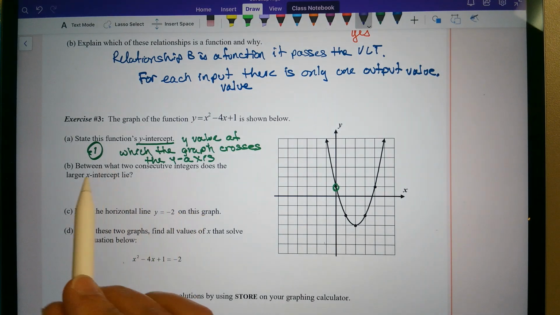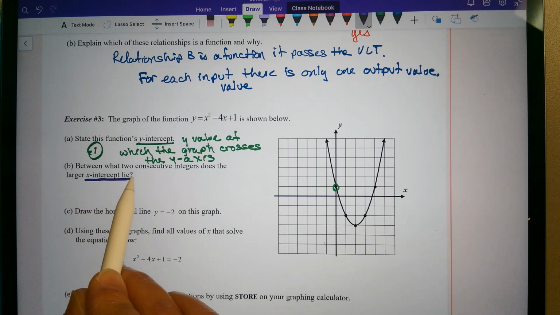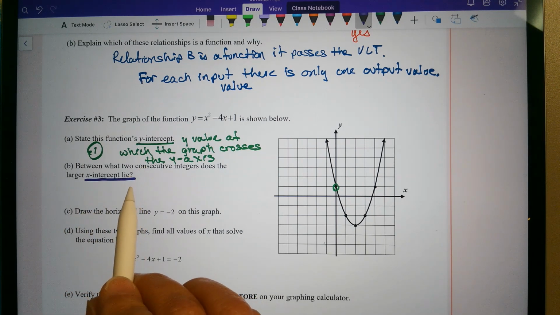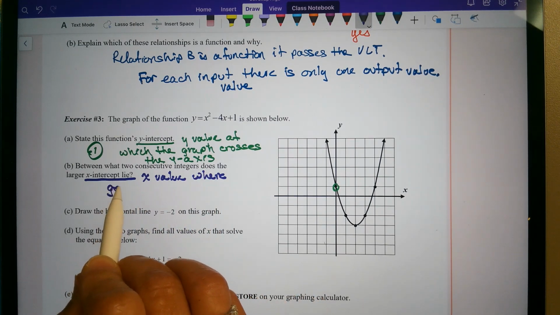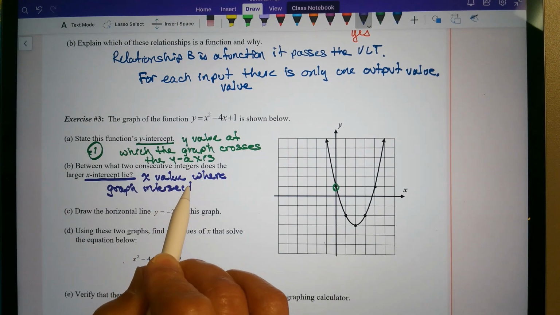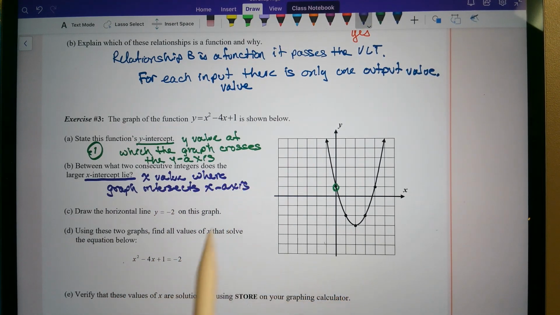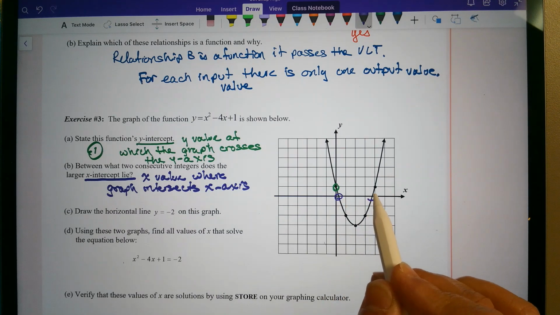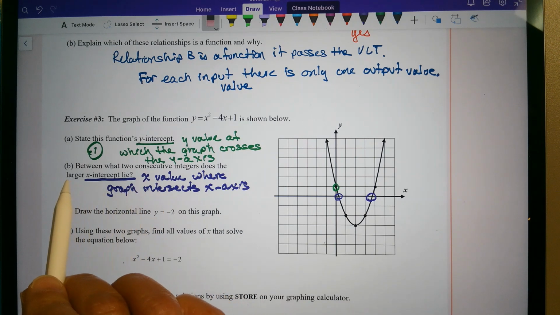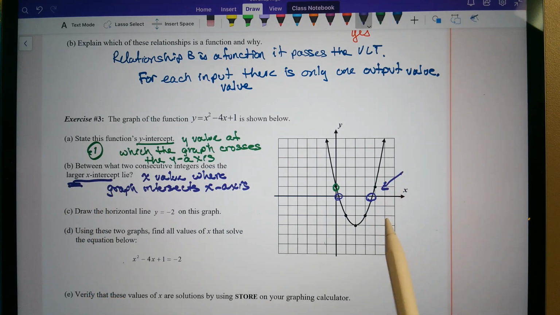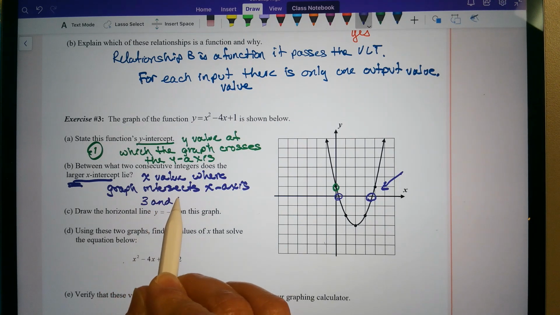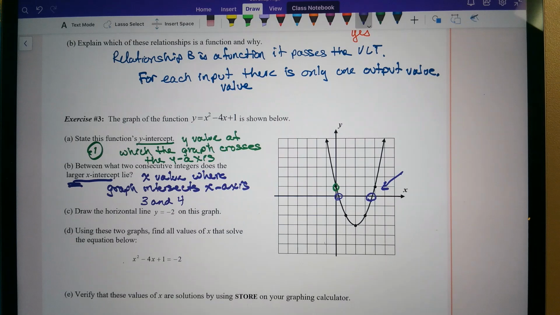Between what two consecutive integers does the larger x-intercept lie? X-intercept is the x value where the graph intersects the x-axis. So we have two x-intercepts here, one here and one here. And they asked us for the larger one. So the larger one would be right here, and between what two integers is this? 1, 2, 3, and 4. Between the consecutive integers 3 and 4.